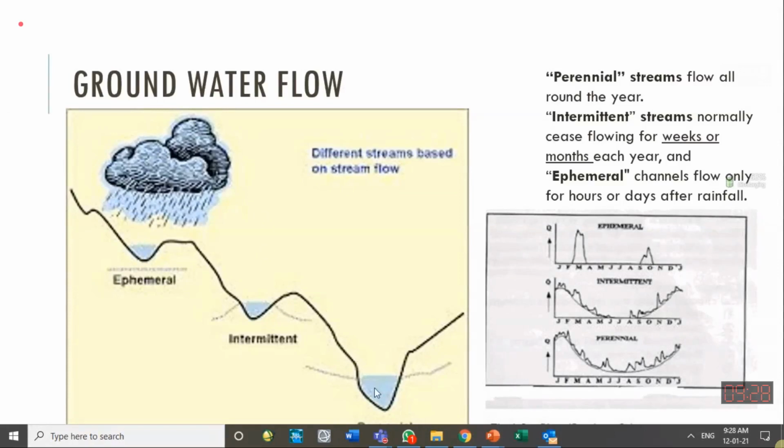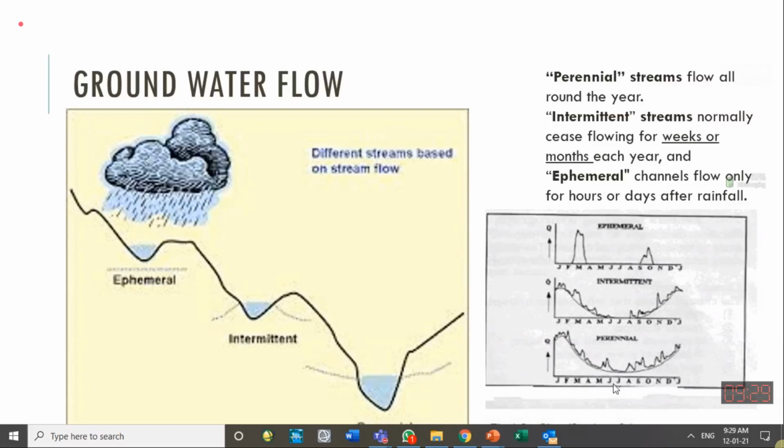So in some cases, the groundwater table level is always above the stream bed. So groundwater is sufficiently higher, so it is feeding the channel throughout the year. Their hydrograph will look like this. When there is the rainy season, maybe there is a high peak of the hydrograph. When there is no rainy season, it does not seem to be a hydrograph of the climate of Pakistan.